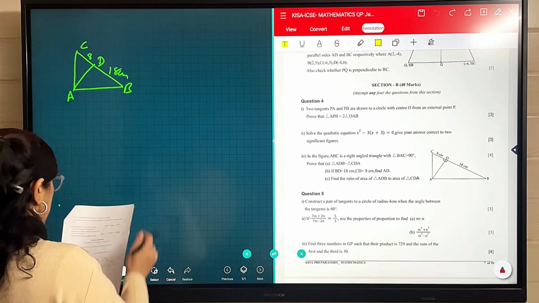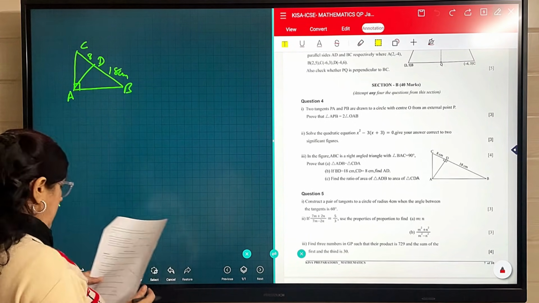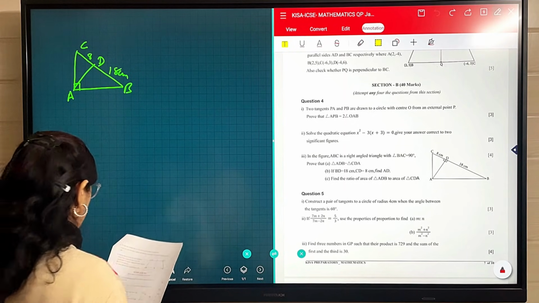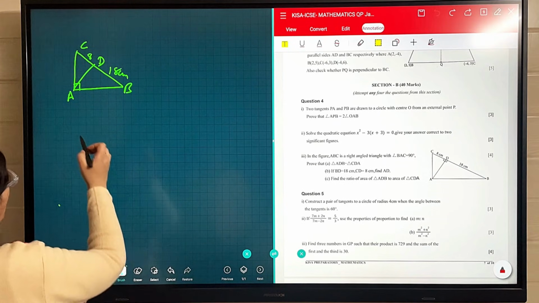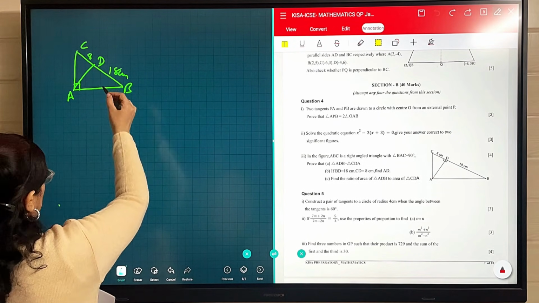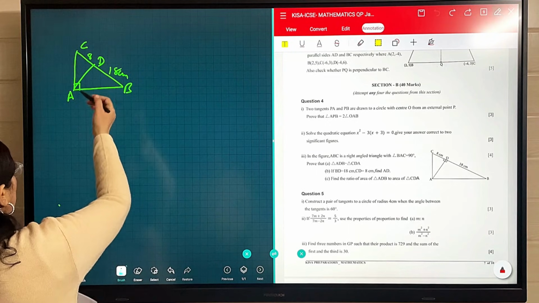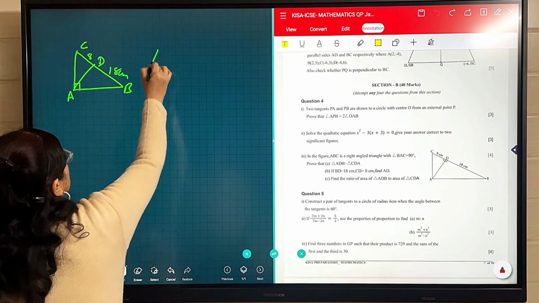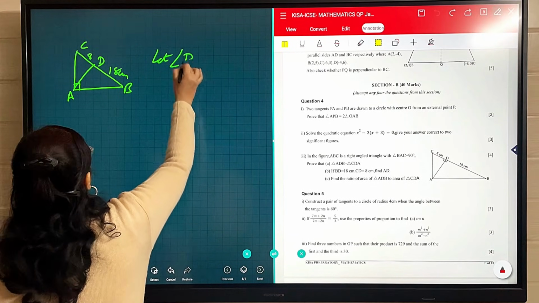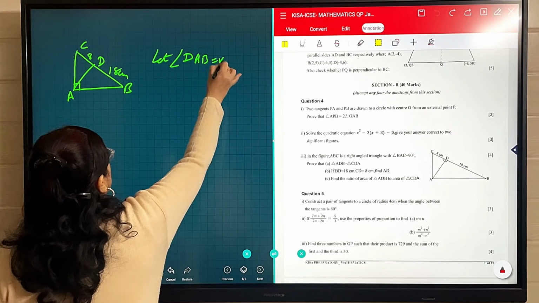BAC is 90 degrees. As you can see here, BAC is equal to 90 degrees. Prove that triangle ADB is similar to triangle CDA. So first of all, we have to consider one angle as X. Suppose one angle, any angle you can take X. Let angle DAB be equal to X.